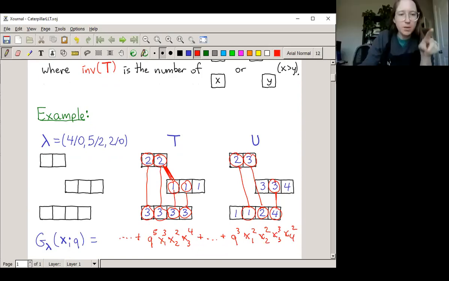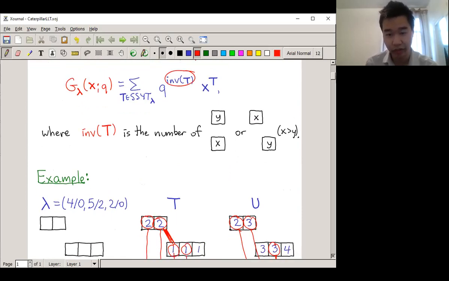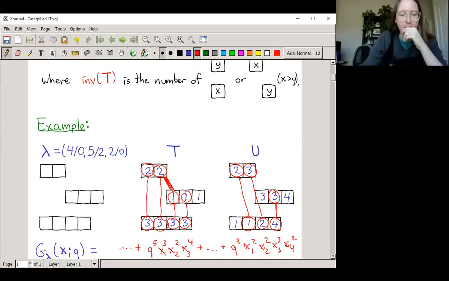Foster, sorry, I missed it. What was the power of q again? The power of q is the number of inversions. Okay. And that's just a pair of cells that I've drawn here in red. Okay, got it. Okay, great.